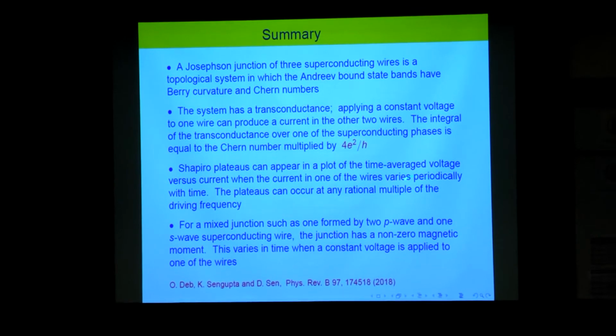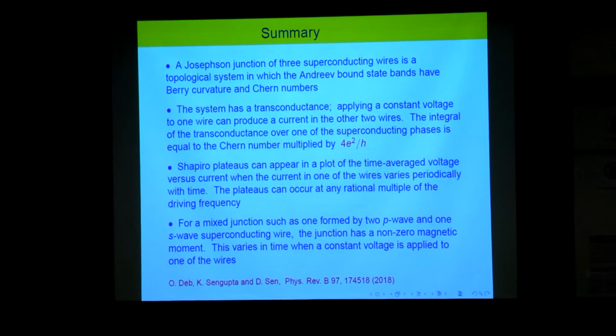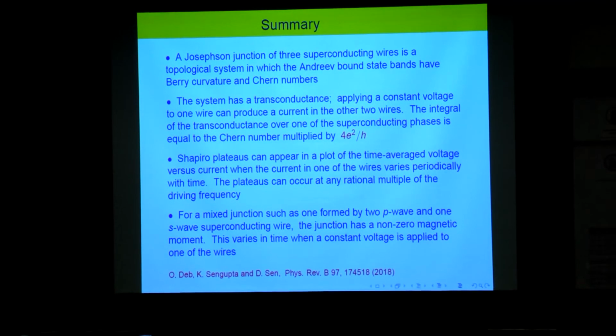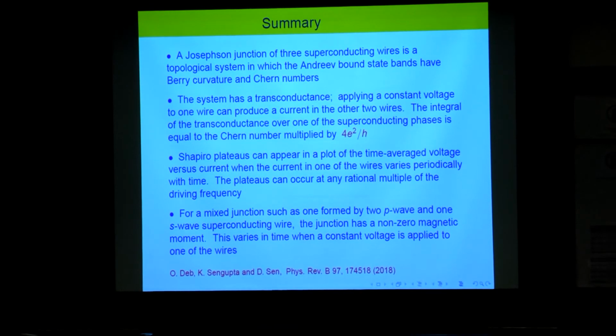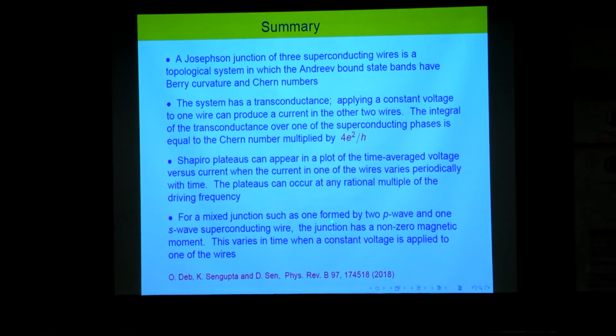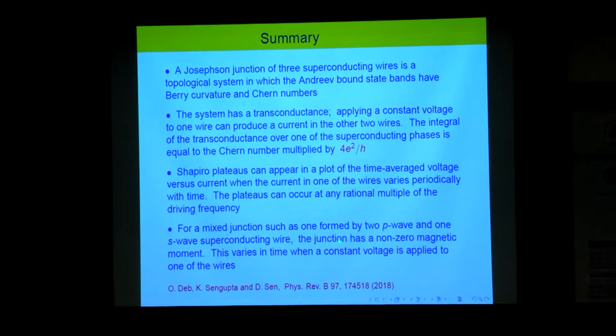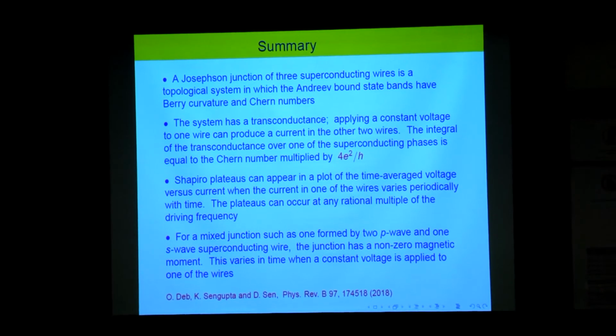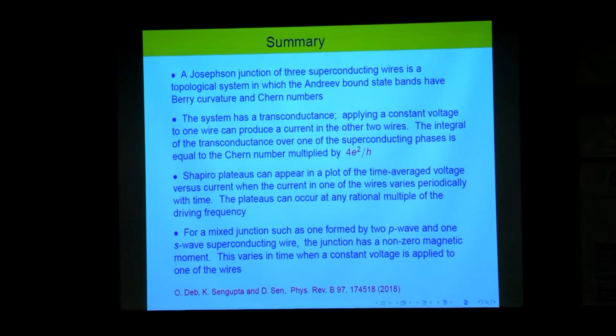When you vary the current in one of the wires periodically in time, what is interesting is that the plateaus can occur at any rational multiple of the driving frequency. And finally, for a mixed junction, the junction can have a non-zero magnetic moment, and this will actually vary in time when you apply constant voltage to one of the wires. Okay, so I'll stop there.